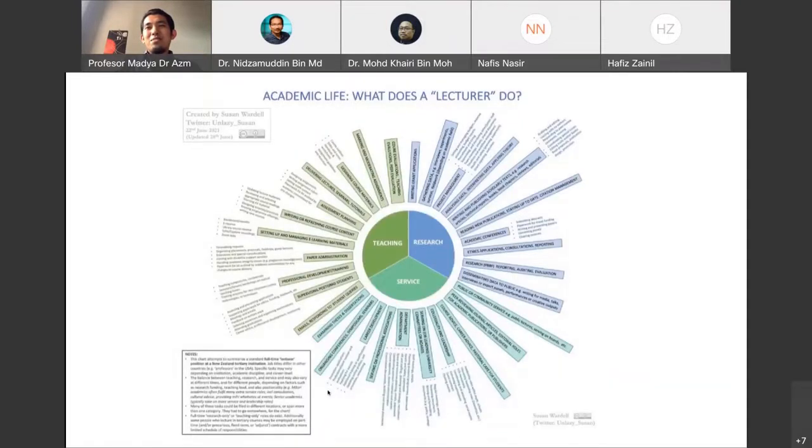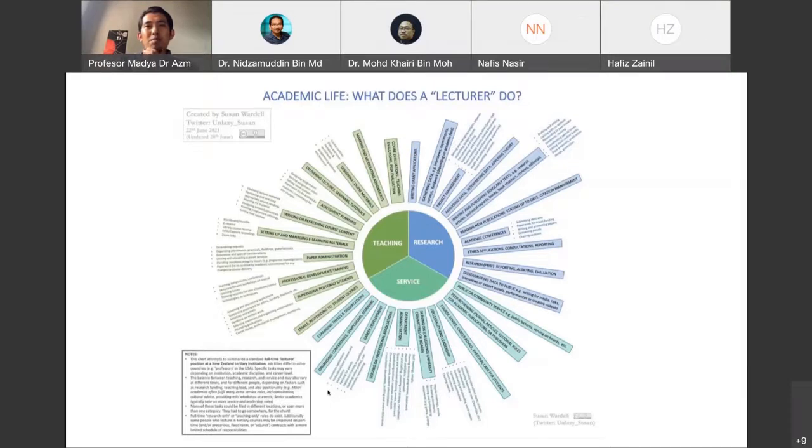But the roles of academicians can be very extensive. This is like a mapping of what a lecturer is doing along his career. It can be divided into teaching, with many aspects, and also research, which can also have many aspects, and also service. Many roles we play for these three kinds of duty as academicians.